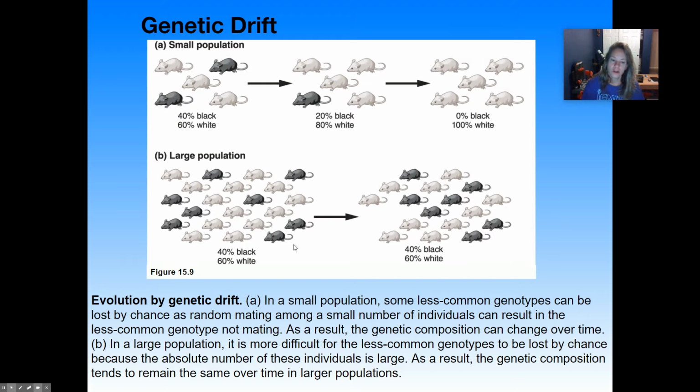So a large population has a lot more genetic diversity. A small population, not as much. And that's really important, especially when we get to small islands and things like that. We can see things disappear real fast.